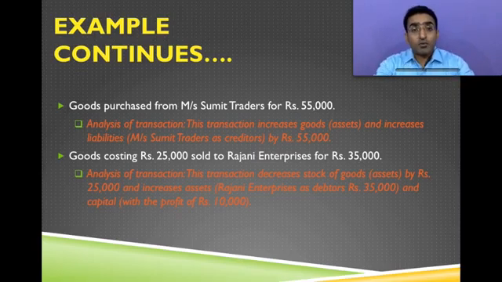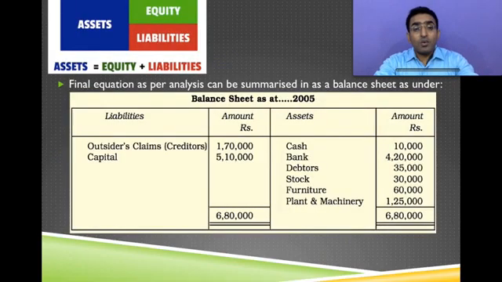So when we talk about these transactions in context to the accounting equation, we can show them like this in the form of a balance sheet. You see the liability side. They have the creditors, they have the capital. And on the asset side, they have cash, bank, debtors, stock, furniture, plant machinery. All the items that are purchased as asset or maintained as asset, they are showing here. So the liability side total is equal to asset side total. Clear?